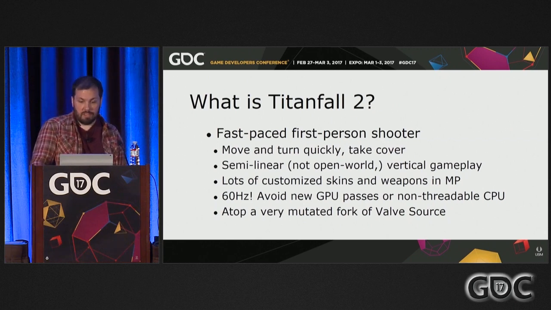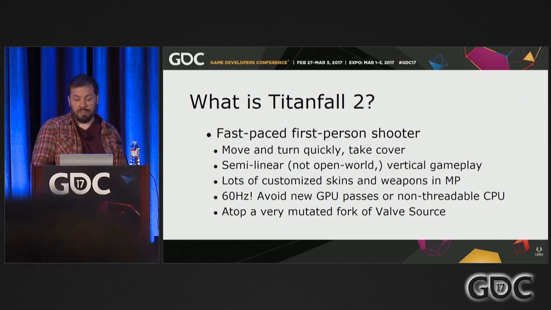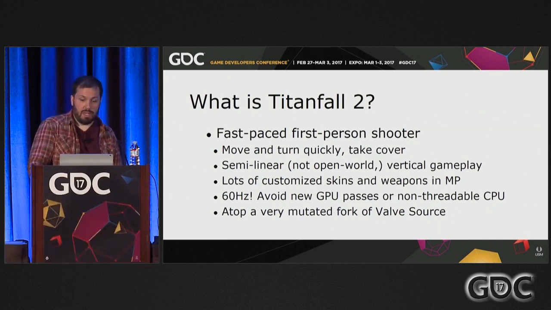And we run at 60 hertz. So we have a busy GPU. We don't want to add work to that. And we also have a rather busy render thread that we don't want to add work to. So we want to do this as efficiently as possible. And all this is running on top of a very mutated, by this point, fork of Valve Source that we forked around 2010.